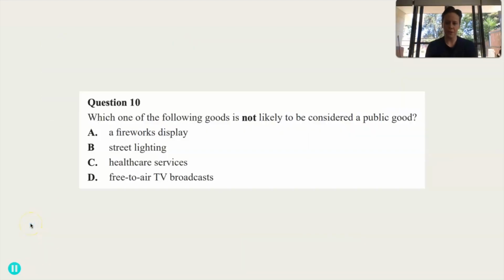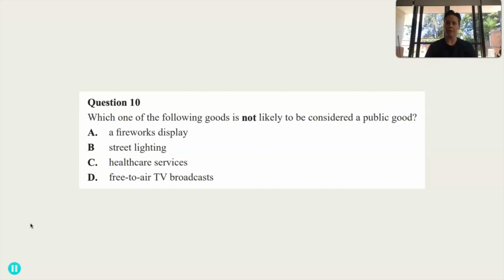So in this multiple choice question, I'm trying to determine which of the following is not considered to be a public good, so keeping in mind that public goods are non-excludable and non-rivalrous. So I'm looking for the odd one out. So a fireworks display. Can I be excluded from consuming it? No, I can't. And does my consumption impact somebody else? No, it doesn't. So it's not A. Street lighting. Can I be excluded? No, I can't. And does my consumption impact somebody else? No, it doesn't. So it can't be B.